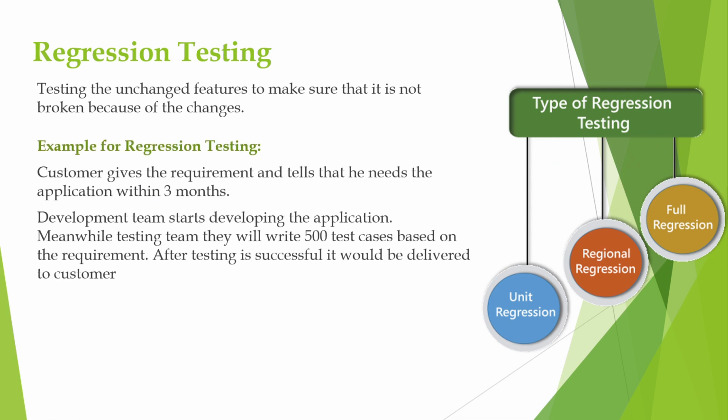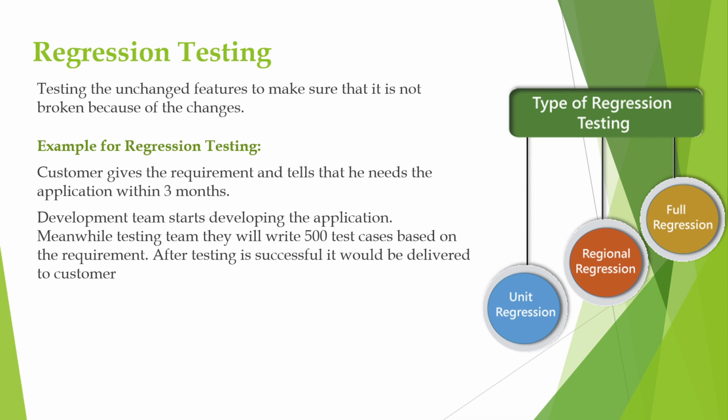Whenever we want to develop an application, it cannot be developed in a single day. It will have some systematic procedure or way. Now let's see an example for regression testing. Let us assume that one of our customers wants an e-commerce application and he wants it in 3 months. As a development team, they'll start developing the product from day one itself.